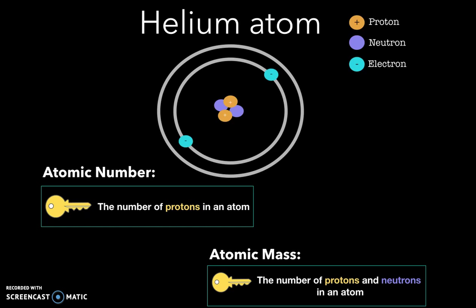If you remember, our electrons don't really have a mass, so they do not contribute to the mass of an atom. If you take a look at this helium atom, our atomic number is going to be 2 because in the nucleus of the atom there are 2 protons, and this is what makes it helium. Our atomic mass is the number of protons and neutrons, and this particular helium atom has 2 protons and 2 neutrons, which is ultimately going to give us an atomic mass of 4.